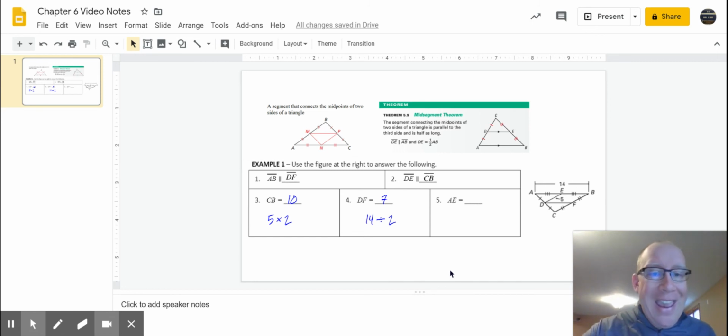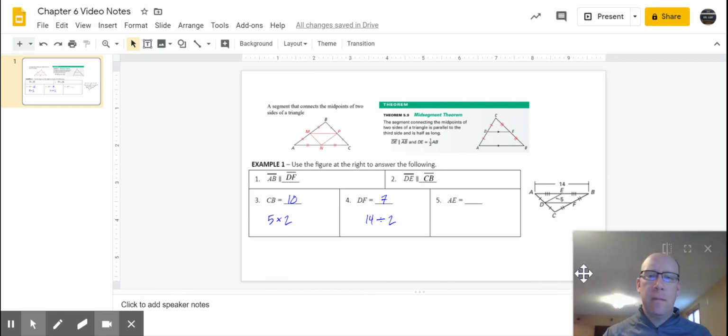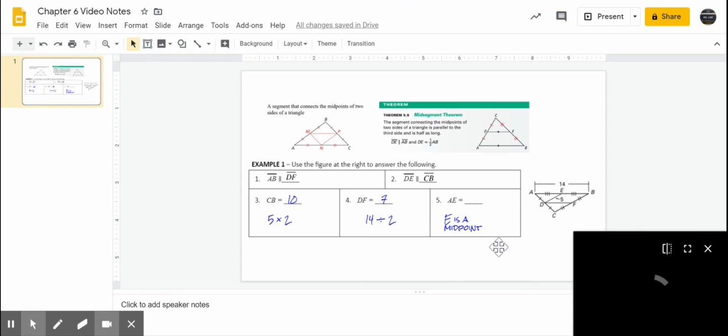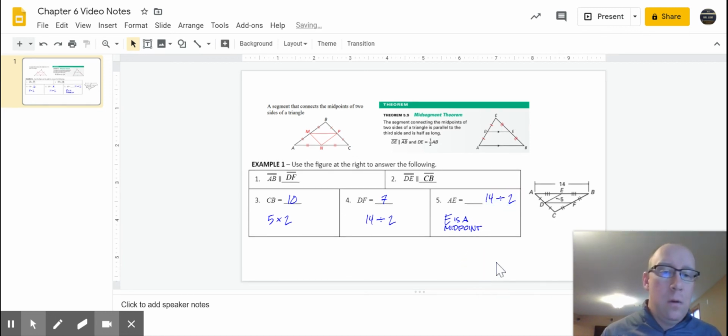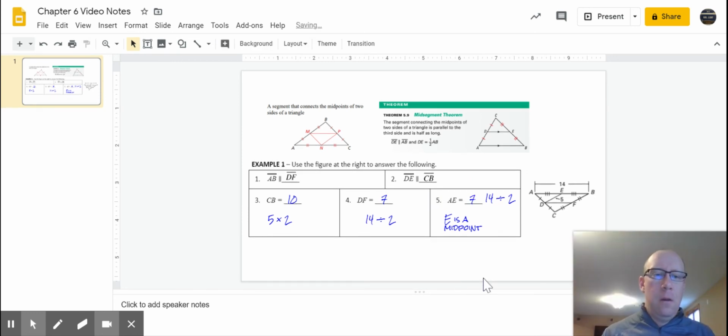Number 5, AE. AE is actually this small little part of one actual side of the triangle. The key here is to remind ourselves that those are midsegments that are drawn in, and E then is in fact a midpoint. E is a midpoint, so we'll take that entire length of 14 and once again divide it by 2. That will again give us 7.